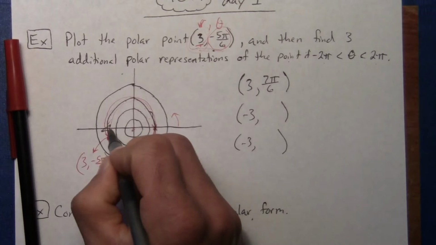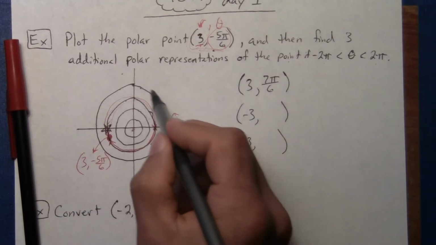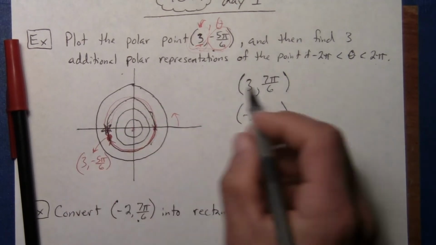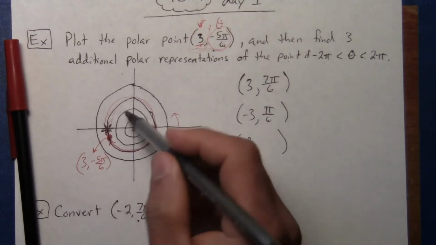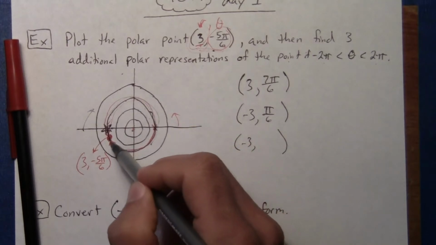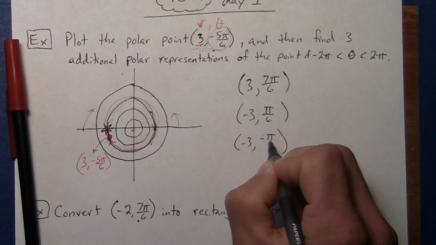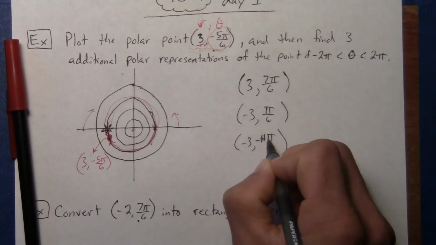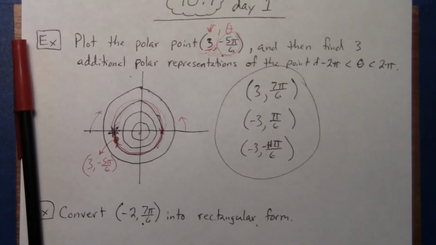Well, what if I started right here at negative 3? I could move just that direction. That's a positive movement. Starting at negative 3, I could move positive pi over 6. Or if I started at negative 3, I could move in a negative direction. I could move pi and then 5 pi over 6, or a negative 11 pi over 6. Negative 11 pi over 6. And there are my 3 other polar representations.